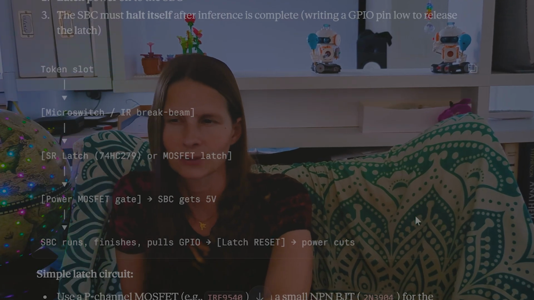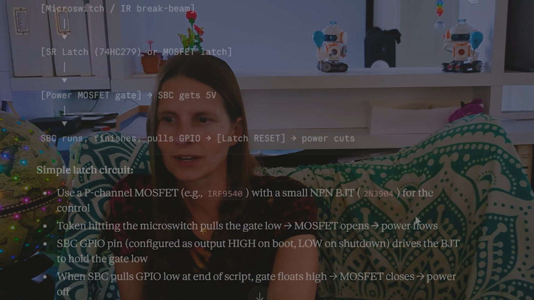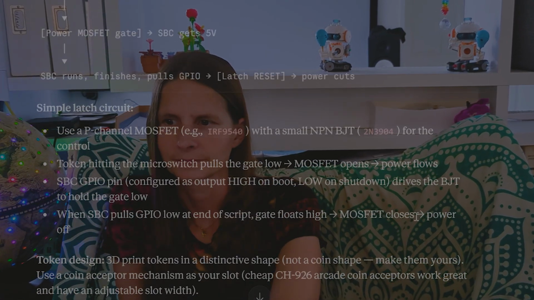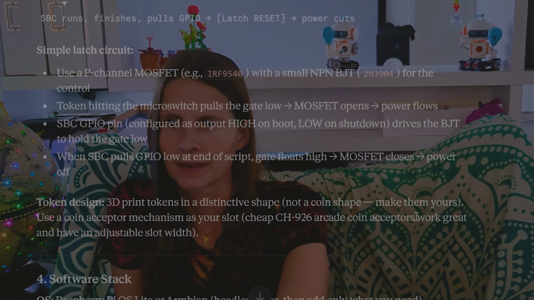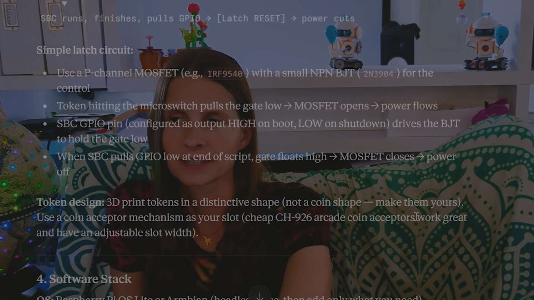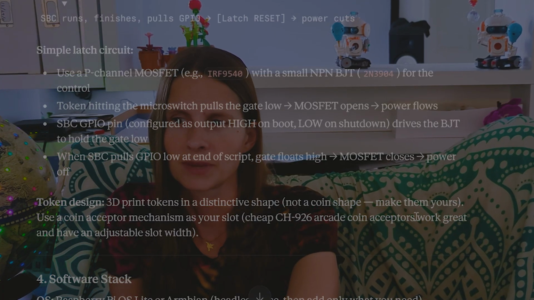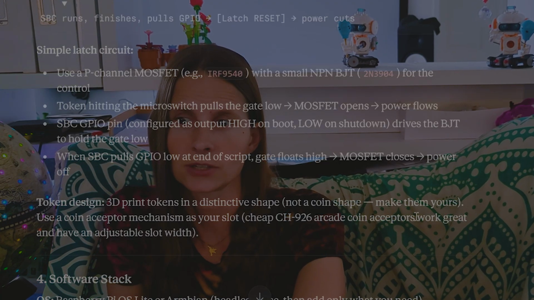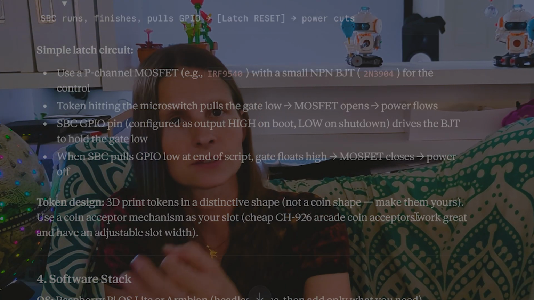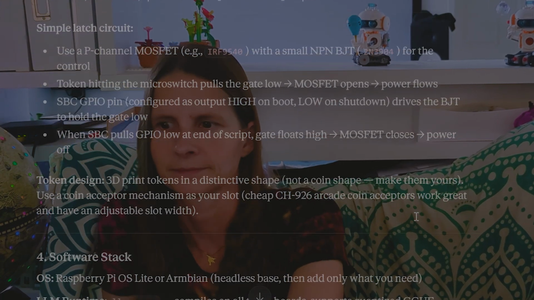No, it's kind of totally different here. It's funny how that happens. Oh no, it does have the IR beam break. And token design, it gets fancy here. It says 3D print tokens in a distinctive shape. Not a coin shape. Make them yours. That's funny because I was planning to physically smash out these tokens using a hammer and a circular stamp. I like the idea of smashing it really hard.